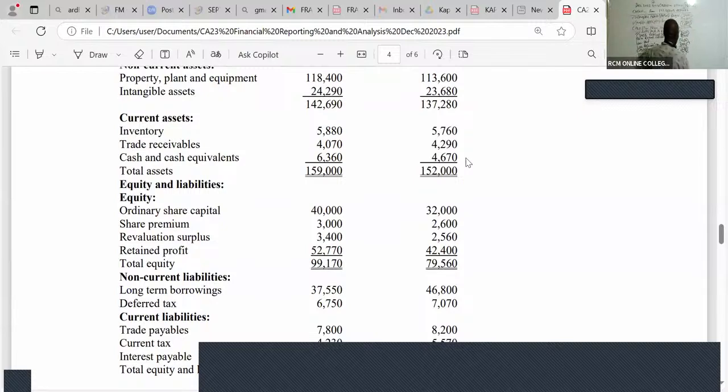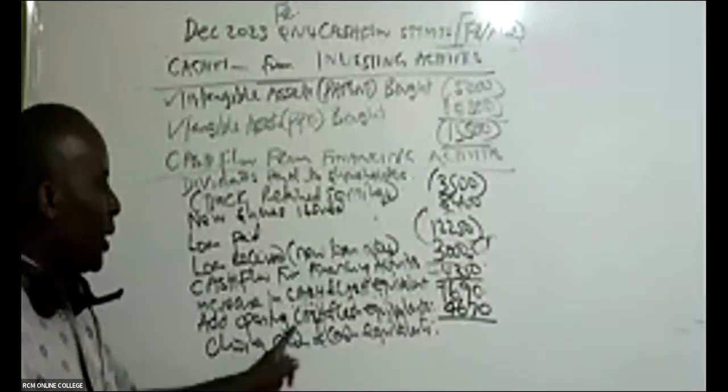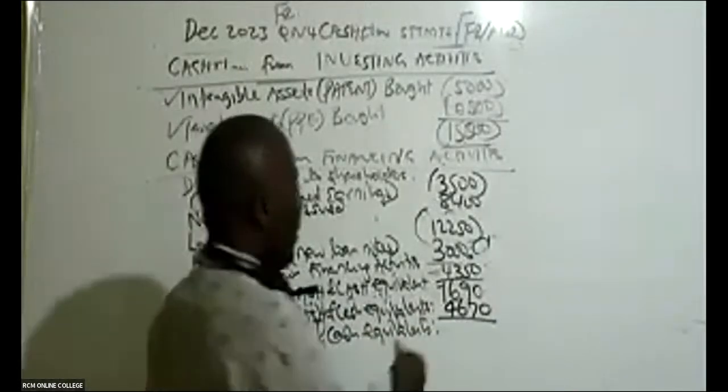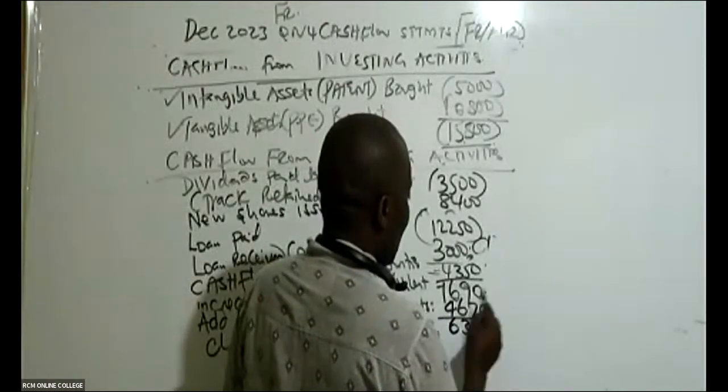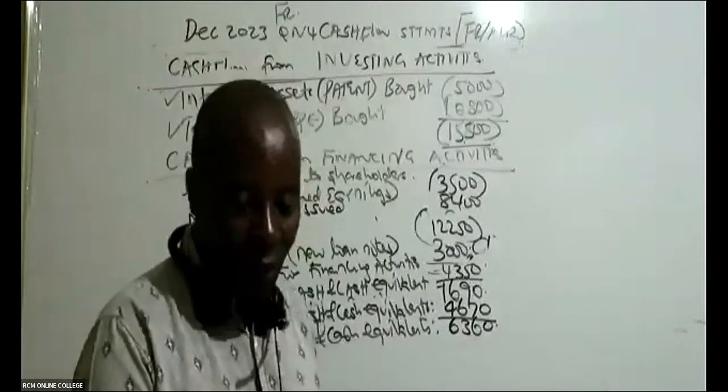So can somebody in this case here add for me this figure? And when you add, then you should be able to get closing cash and the cash equivalents. Can somebody give me this closing cash and cash equivalents? So you take this increase plus the opening. So you're getting 6360. Is it balancing? Are we getting 6360?